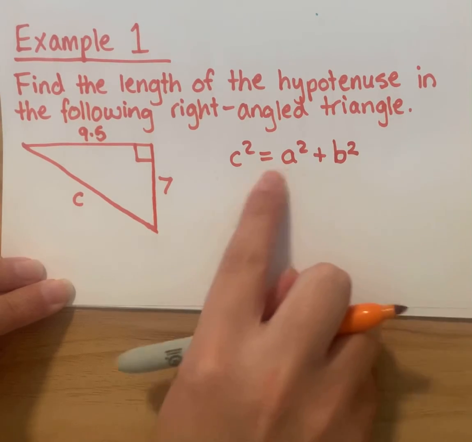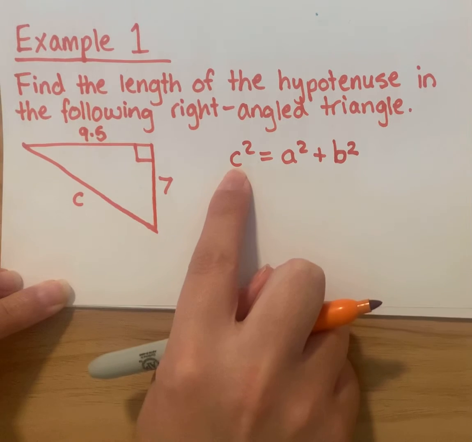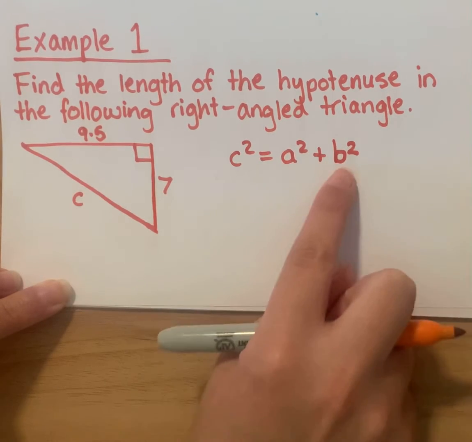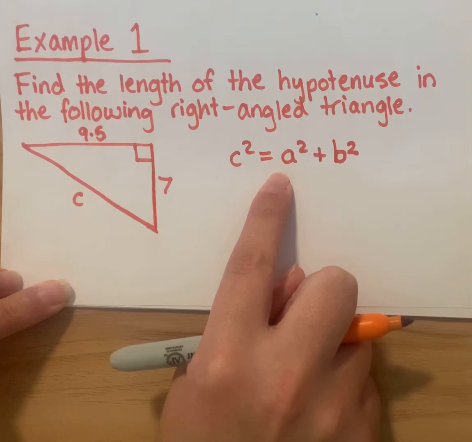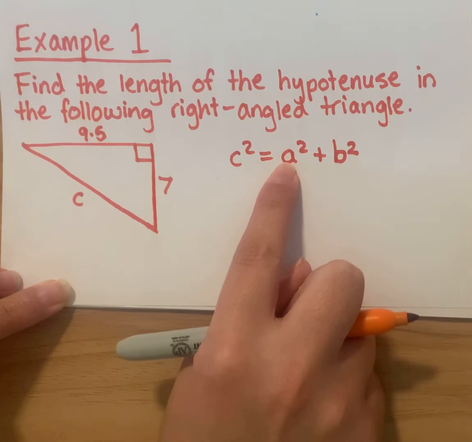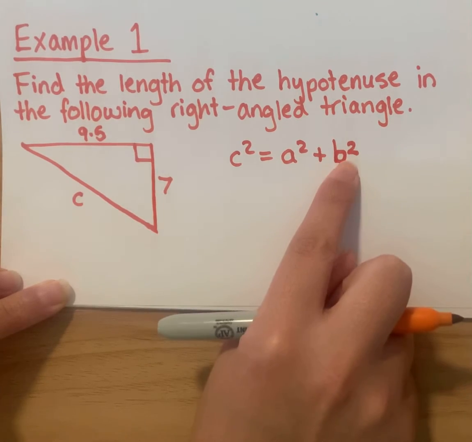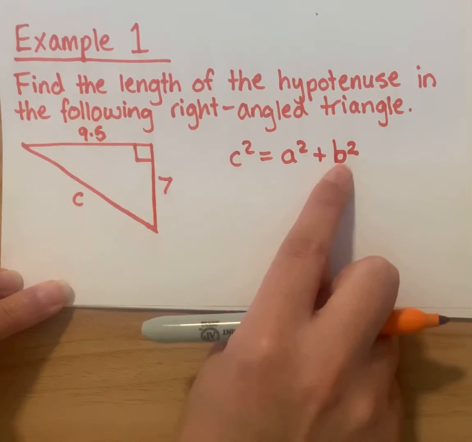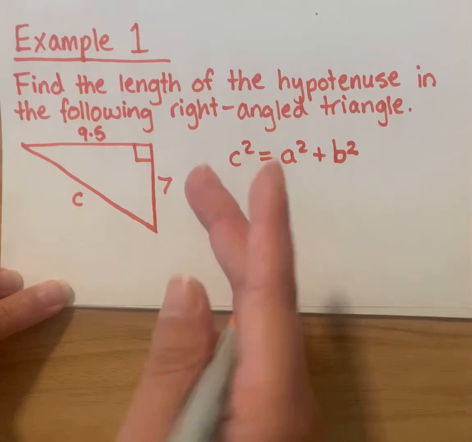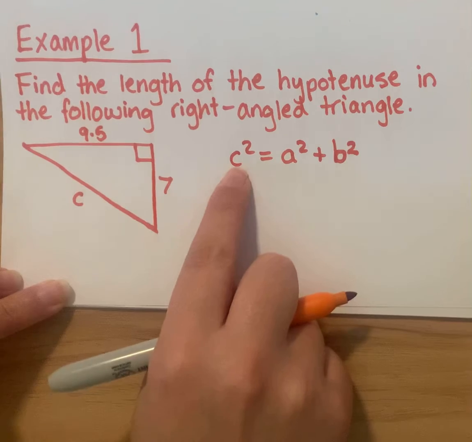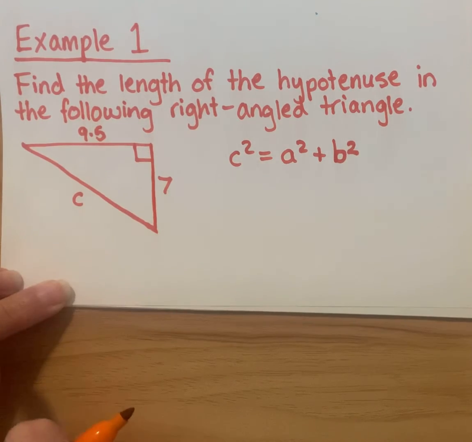So we can use this to work out C, okay? Because C is our only unknown. And we know that A and B are just the shorter two sides. So this is the length of one of the shorter sides, we could say that's 7. And this is the length of the other shorter side, so we could say that's 9.5. We could have done it the other way around, it doesn't really matter. We just need to make sure that C is the hypotenuse.